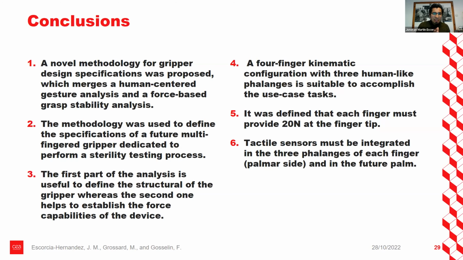So, conclusions. We propose a new methodology for the technical specification of multi-finger grippers. This methodology was used to define the specification of a gripper dedicated to the sterility testing process. The first part of the analysis is useful to define the structure of the gripper, whereas the second helps to establish the force capability of the device. A 4-finger kinematic configuration with 3 human-like phalanges is suitable to accomplish the task of the mentioned use case. It was defined that each finger must provide at least 20 Newton at the fingertip, and tactile sensors should be incorporated in the 3 phalanges of each finger, on the palmar side, and in the future palm.